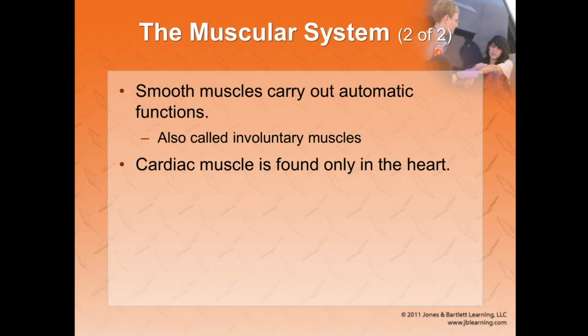What does that really mean? Well, do we really have to think about moving our arm, or do we just move our arm fluidly? They're automatically moving based off of our brain and spinal cord, transmitting our thoughts into our body to get them to move. Keep in mind, cardiac muscle is found only in the heart.